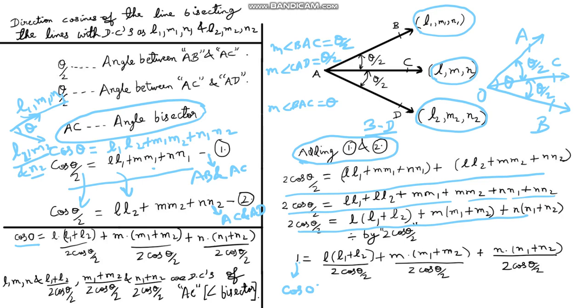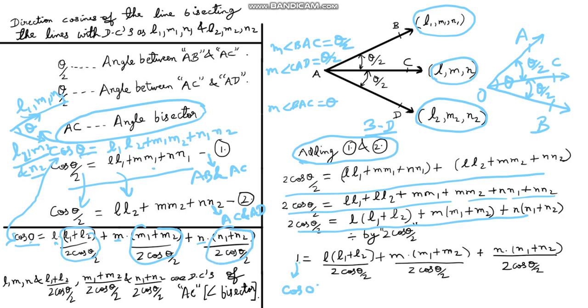So what is this? This is the angle. Compare this equation with this equation. Theta is the angle between the two vectors, and L1, M1, N1 and L2, M2, N2 are the direction cosines of the two vectors. Here L, M and N are the direction cosines of the angle bisector. Since the angle is 0, these are the direction cosines of the second vector.